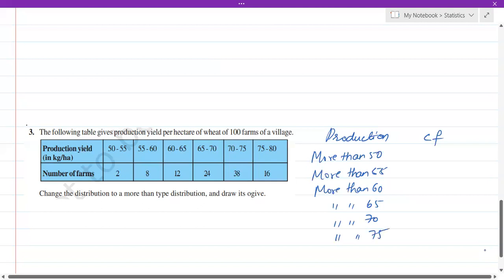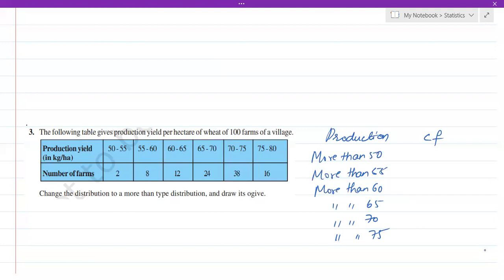Now the CF is calculated in a different manner. Remember, in the usual way, we take the first value as it is, then we add 2 plus 8, whatever answer you get, 10, 10 plus 12, we add it like this, right? So in more than type, it is the reverse. More than 50 means all the values towards the right come. So which means we have to add all these things, and write it here. Next, more than 55 means from 8, from this data, everything gets added, and write it.